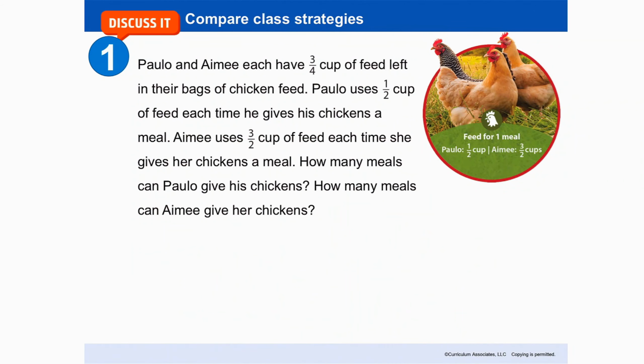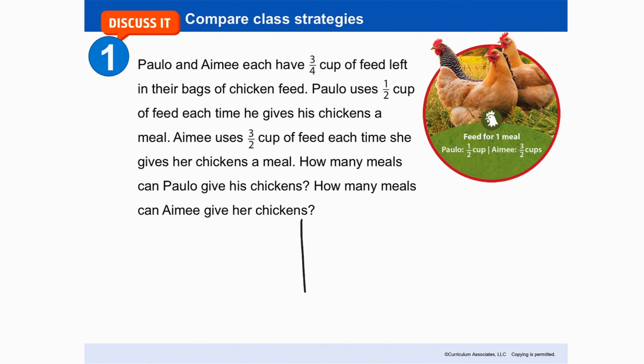Looking at this first problem here, it says Paulo and Amy each have 3/4 cup of feed left in their bags of chicken feed. Paulo uses half a cup of feed each time he gives his chickens a meal. Amy uses 3/2 of a cup each time she gives her chickens a meal. How many meals can Paulo give his chickens? How many meals can Amy give her chickens?